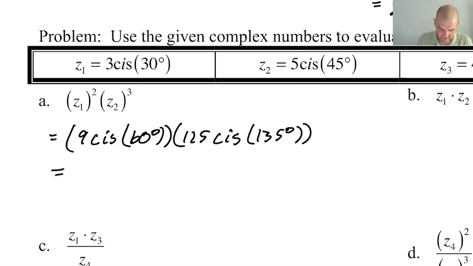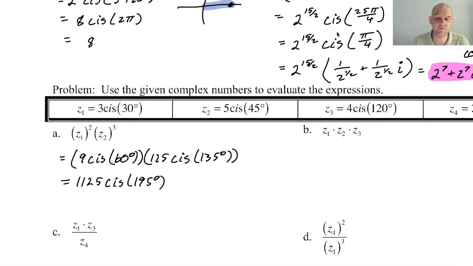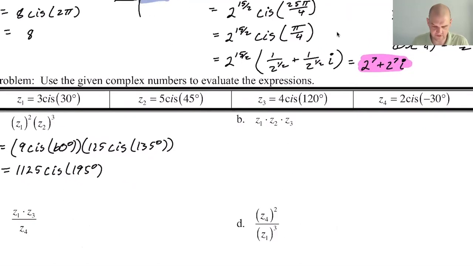And then that's going to give me 900 plus 225, 1125. And then it'll be cis 195, which is not a unit circle angle. So I'm just going to leave my answer like that. I'm going to check them all on the calculator at the end, or maybe partway through, depending on how annoying they get. But I think I'm going to leave my answer as 1125 cis 195. Perfectly good.